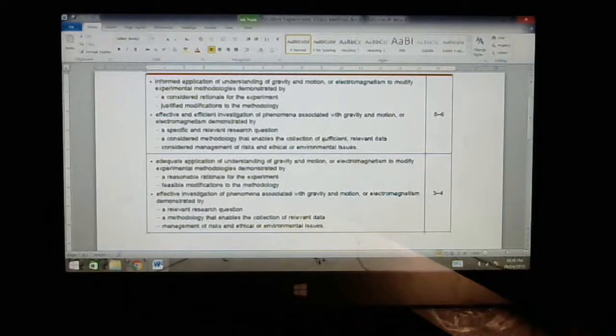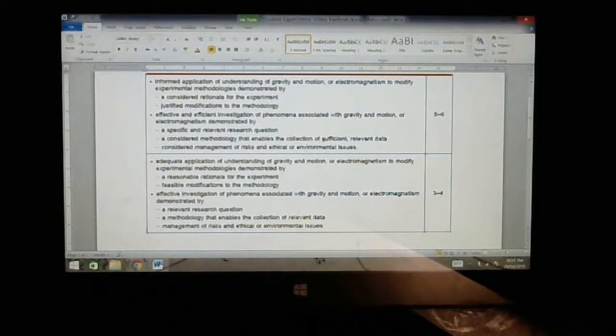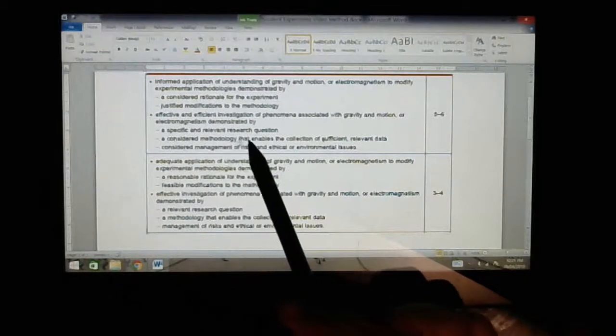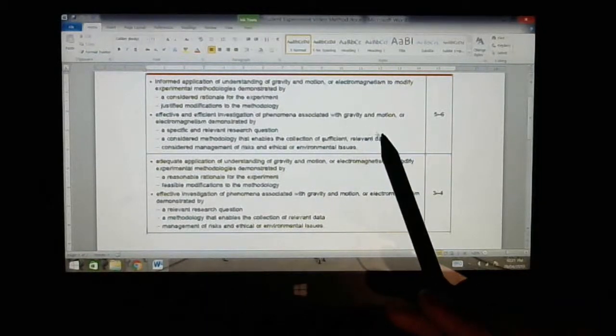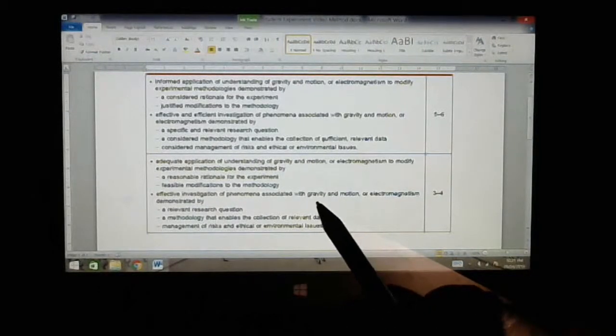So firstly, I have here the part from the research and planning criterion on your assessment. And I've just got the level 3-4 and the level 5-6 because I figure none of you are aiming for a 1 or a 2. Now the methodology bit here is looking at a couple of things. Firstly, justified modifications to the methodology, and then down here a considered methodology that enables the collection of sufficient relevant data, and then management of risks or ethical environmental issues.